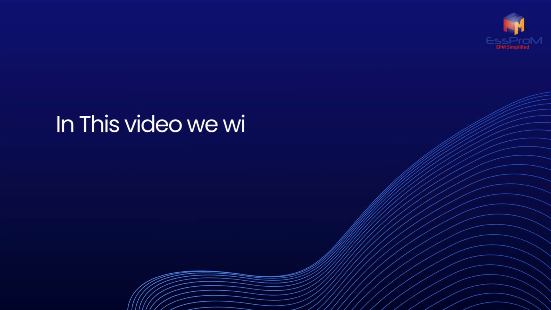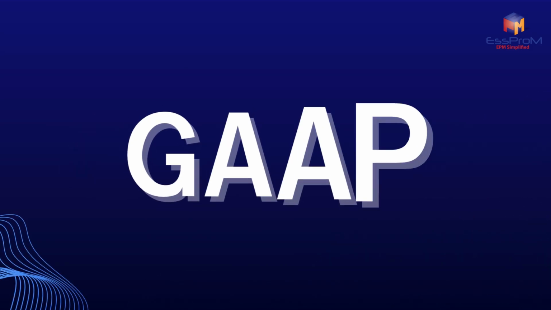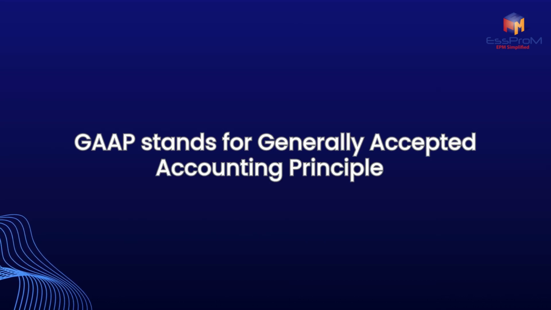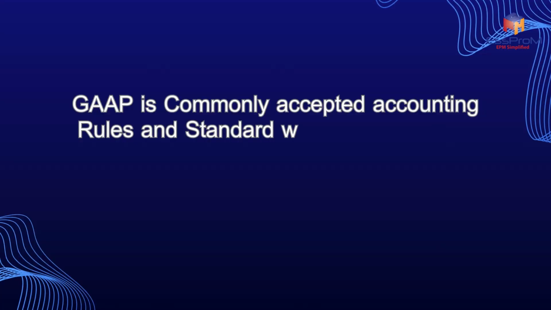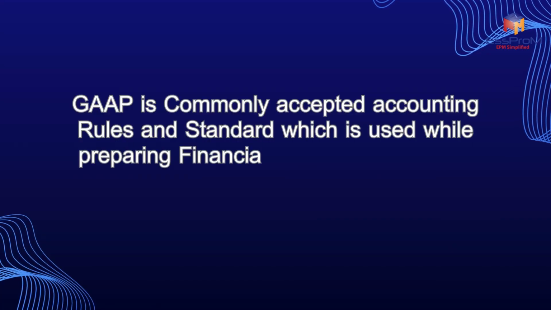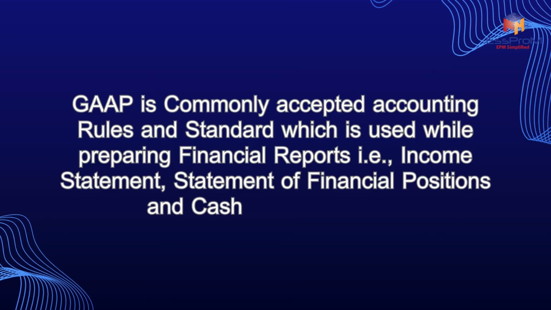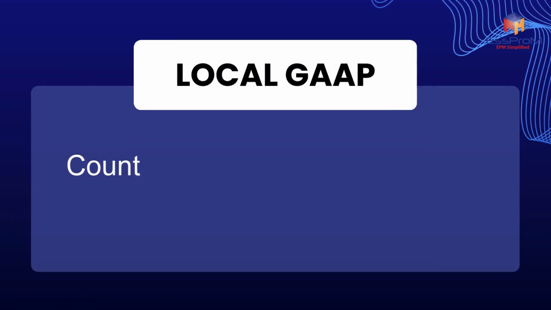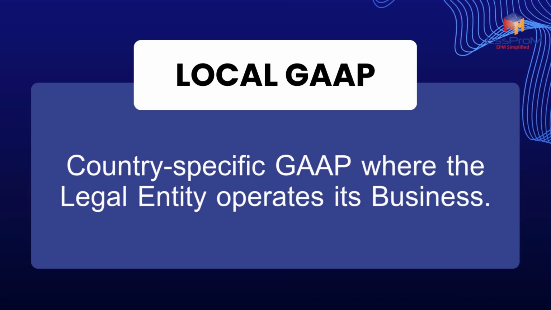In this video, we will now discuss the multi-GAAP in CMC. In general, GAAP stands for Generally Accepted Accounting Principles. GAAP is the commonly accepted accounting rules and standards which is used while preparing financial reports, income statements, and statements of financial position. There are some types of GAAP: local GAAP, which is referred to as country-specific GAAP, where the legal entity operates its business.